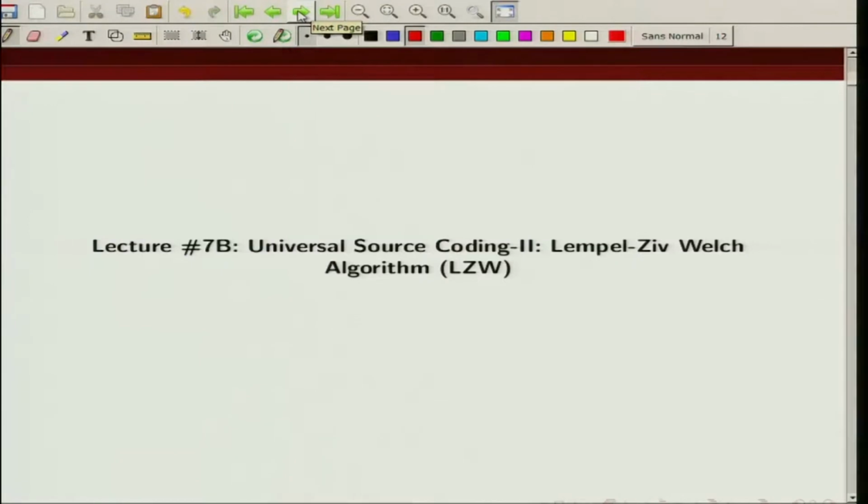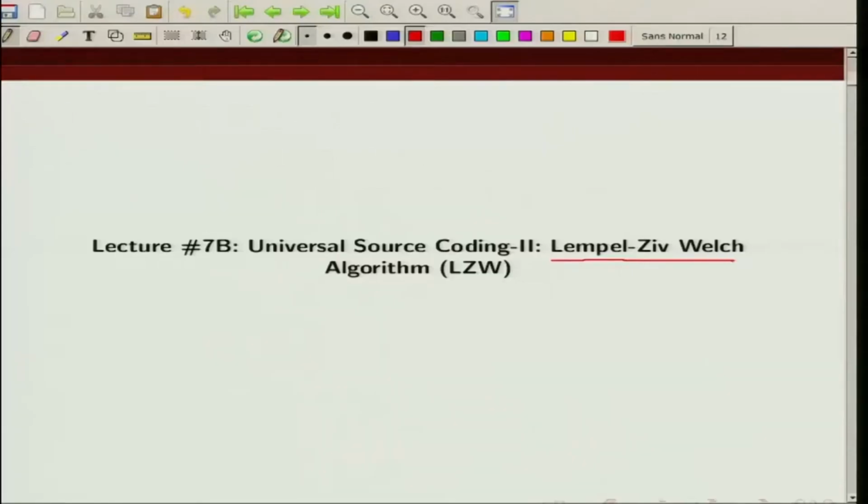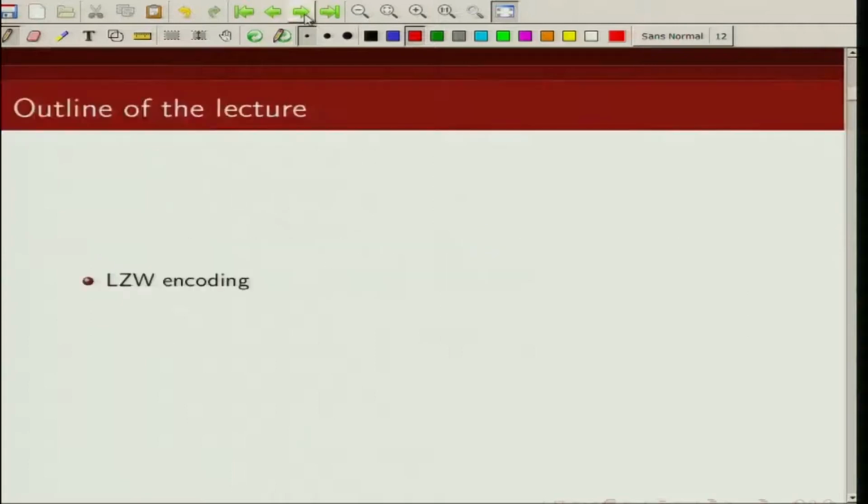Welcome to the course on an introduction to information theory. In today's lecture, we are going to continue our discussion on Lempel-Ziv algorithm. Today, we are going to talk about another variant of Lempel-Ziv algorithm, which is Lempel-Ziv-Welch algorithm. So in today's lecture, we'll talk about Lempel-Ziv-Welch encoding as well as decoding, and we'll illustrate this with an example.